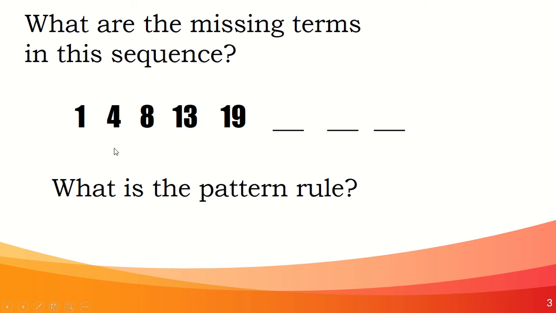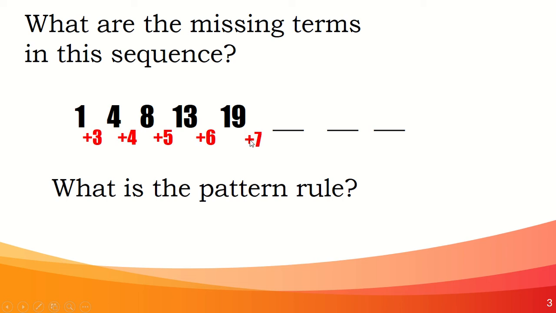So let's study the example. How will 1 become 4? You will add plus 3. 4 becomes 8. To become 8, you have to add 4. 8 to become 13, you have to add plus 5. 13 plus 6, we got 19. So to get the next term, we have to add 7.